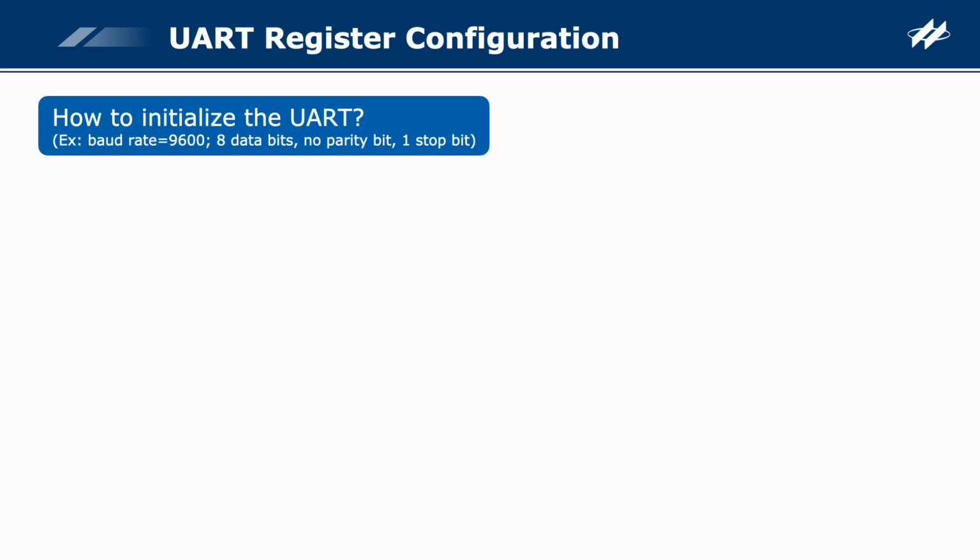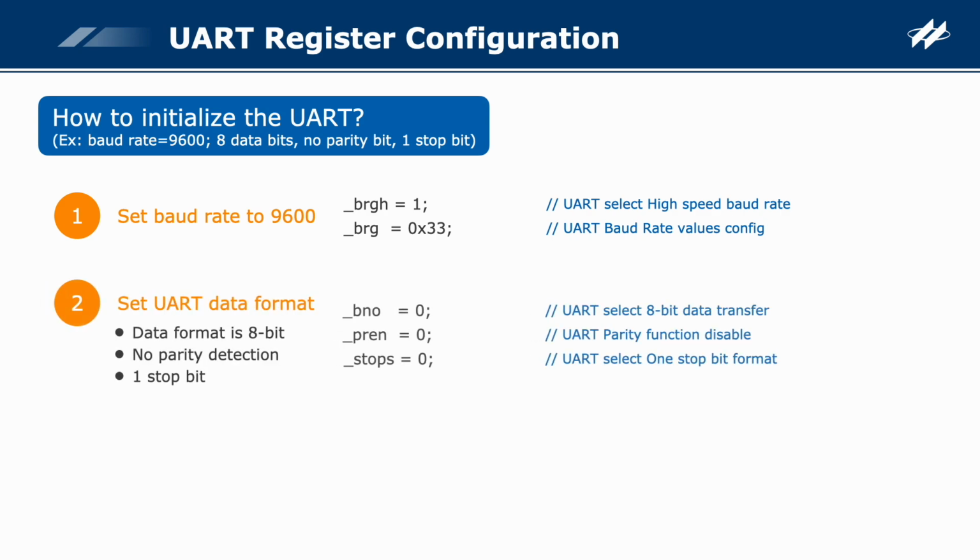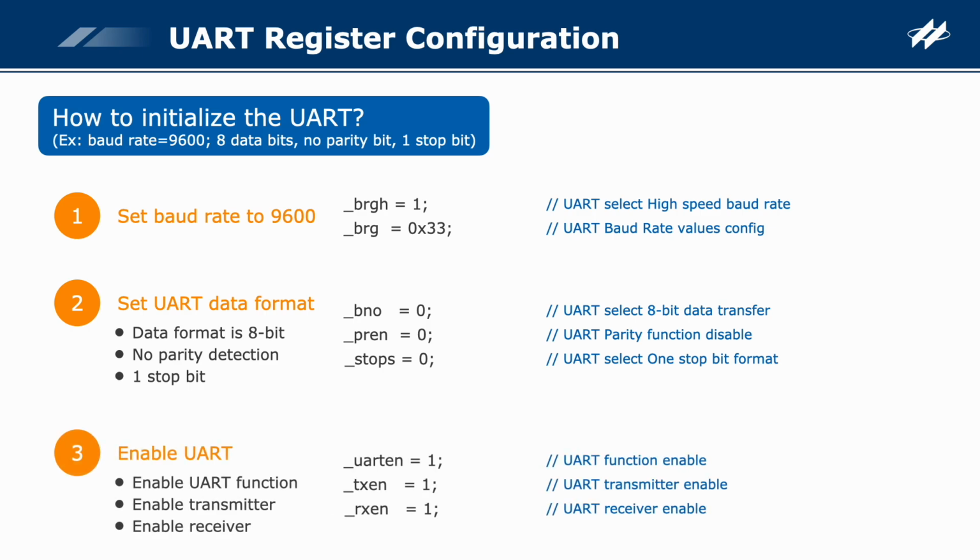How to initialize the UART? For example, the data format is 8 data bits, no parity bit and one stop bit. The baud rate is 9600. The initialization process is as follows. First, set the baud rate to 9600. In the HT66F3195, the baud rate is determined by the BRG register, together with the BRGH bit in the UART register. Here we set the baud rate generator to work in high-speed mode, and set the BRG register according to the target baud rate. Then, set the UART data format, that is 8 data bits, no parity bit, one stop bit. Finally, enable the UART function, transmitter and receiver.